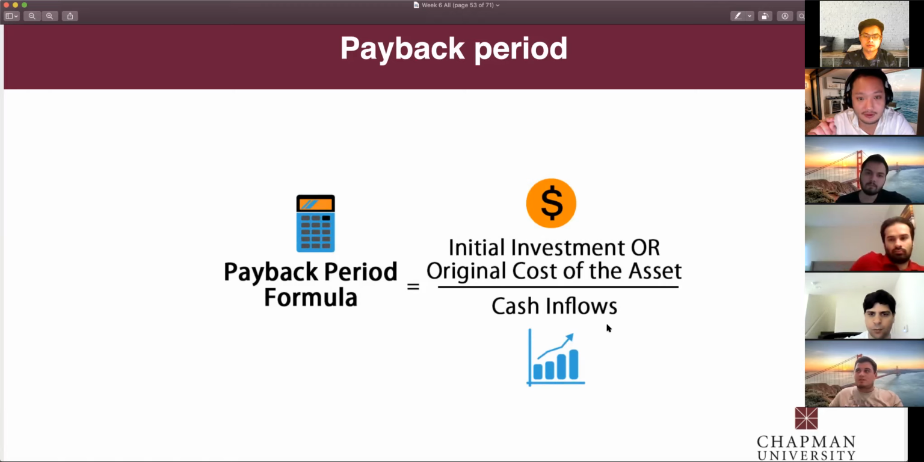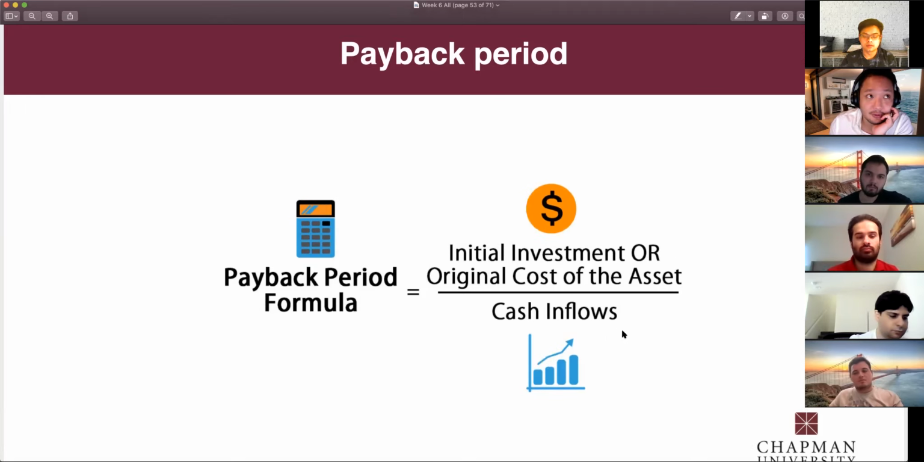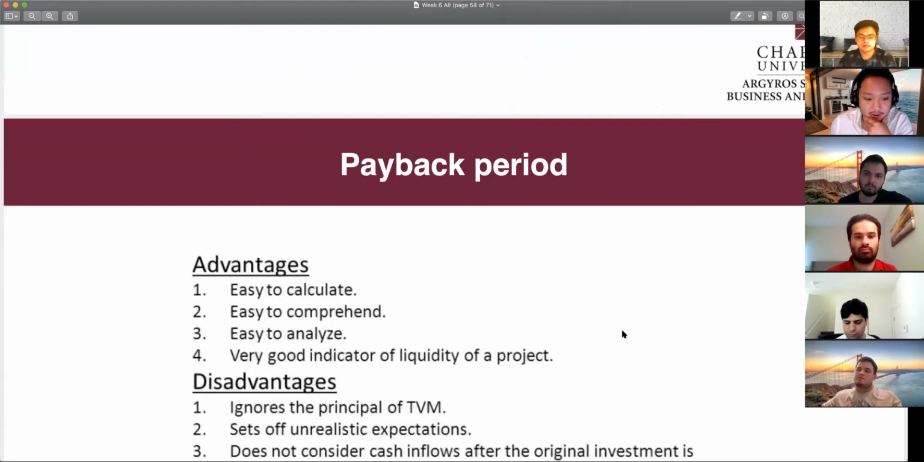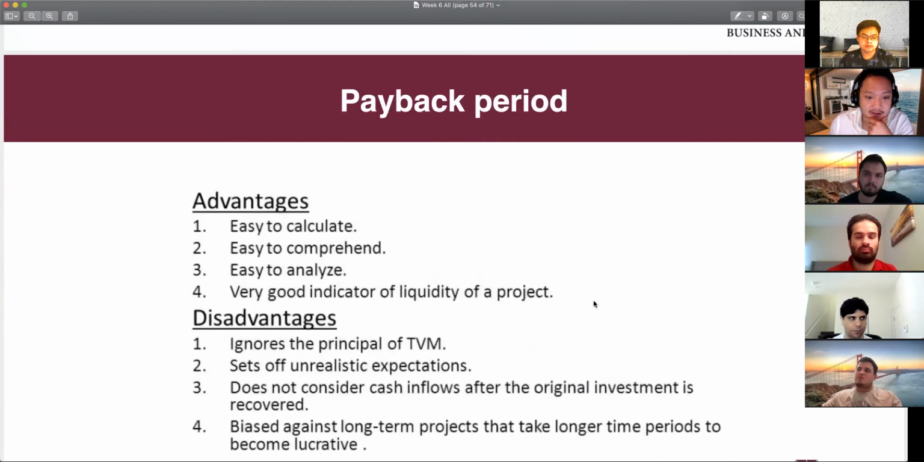where you're just trying to figure out the time frame of when you, as an investor or the customer, are going to be able to pay back the cost of purchasing that software, or I guess like breaking even on that initial investment. So it's a very simple formula, and the advantages of it are that it's easy to calculate, easy to comprehend, easy to analyze. Very good indicator of liquidity of a project.